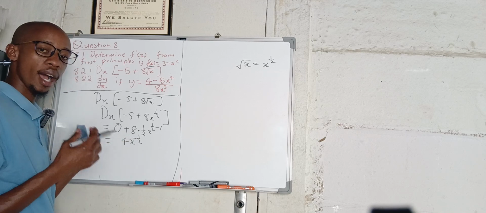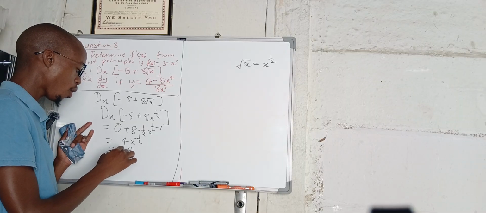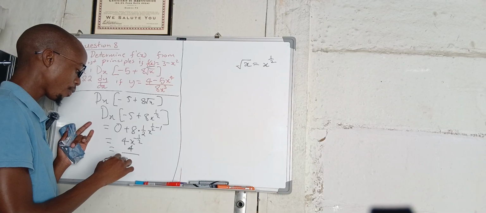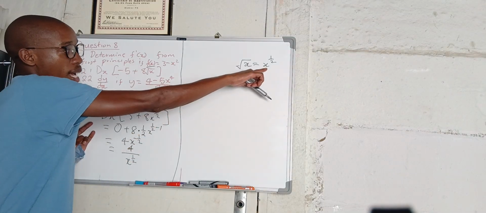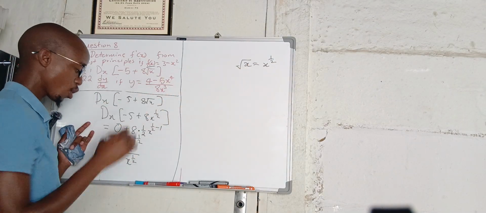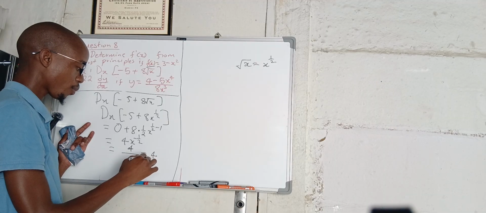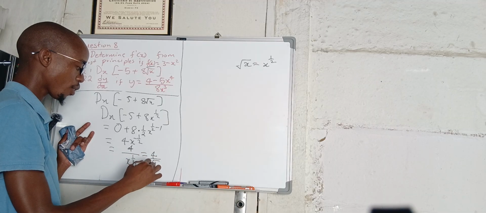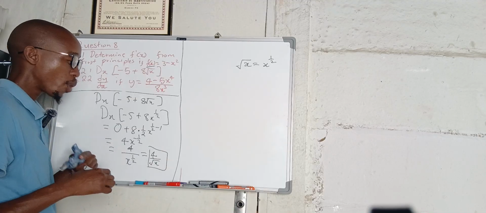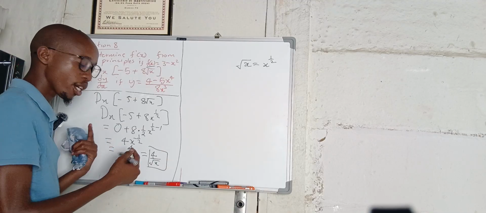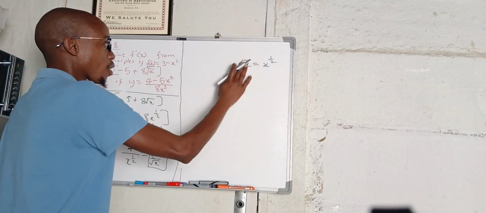Now, let's leave our answer in a positive exponent. I will be having 4 all over x to the power of 1 over 2. Let's remember that x to the power of 1 over 2 is the square root of x. Therefore, I can rewrite this as 4 all over the square root of x, which becomes my answer. However, we can rationalize the denominator to make sure that we do not have a square root in the denominator by doing this.